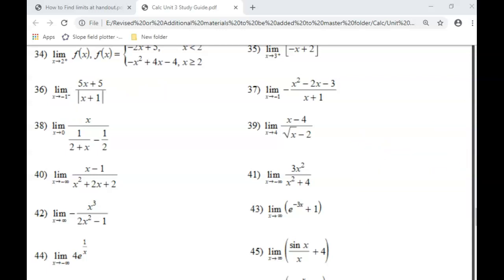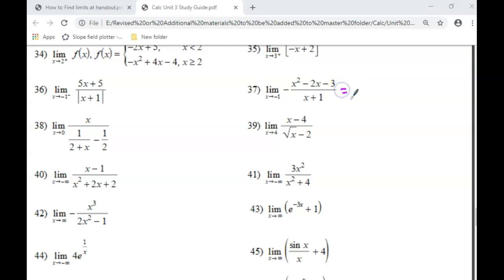All right, let's move on to number 37. We're approaching a number, right? So we do direct substitution. That's going to give me negative, and then -1 squared is 1, -2 times -1 is 2, and then -3. On the bottom, -1 and 1 makes 0. So we already know it's undefined, and you may also notice it's 0 over 0. So you could use L'Hopital if you want to. Or you can do factoring. Remember, whenever it's polynomial, you can do factoring. I'm going to do factoring, but L'Hopital would work.